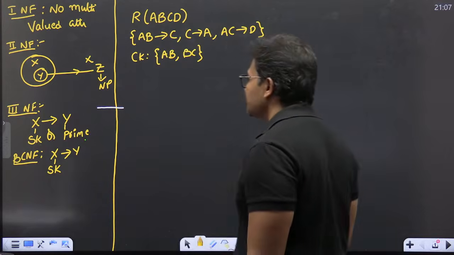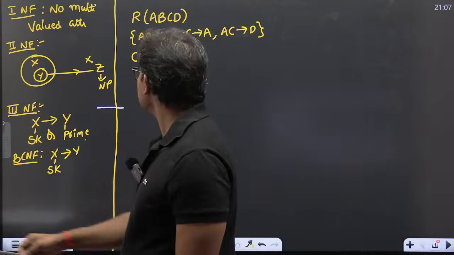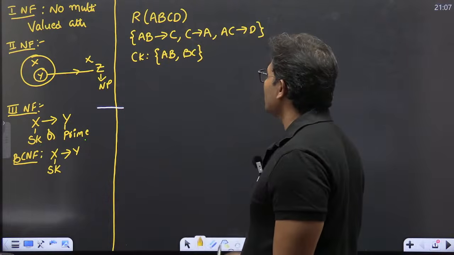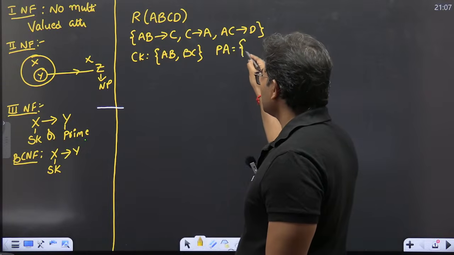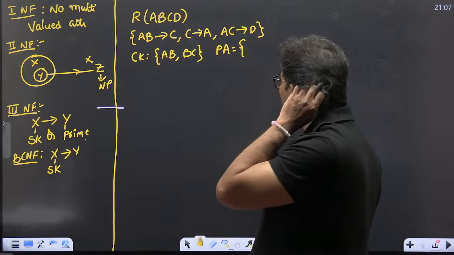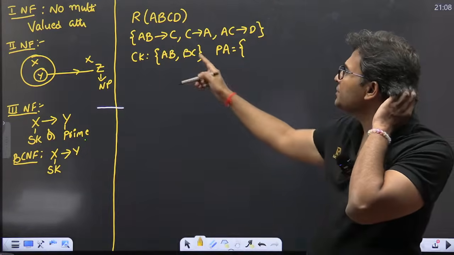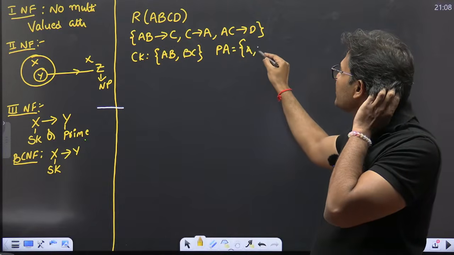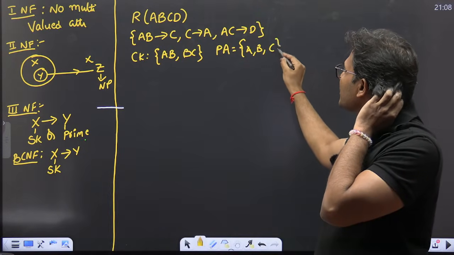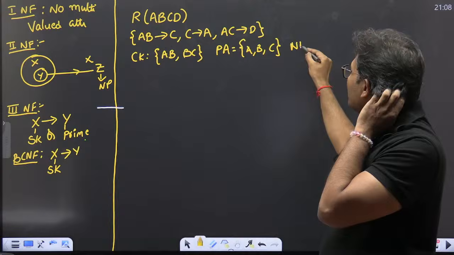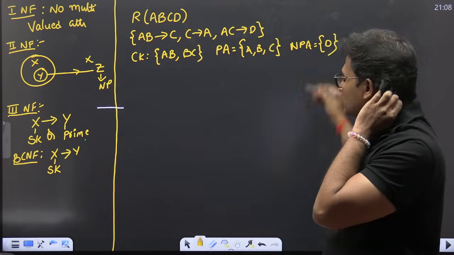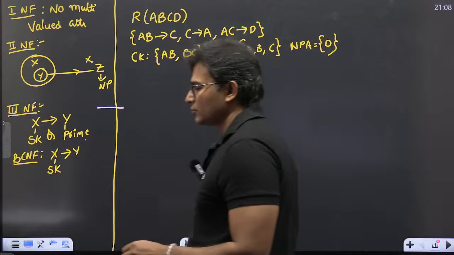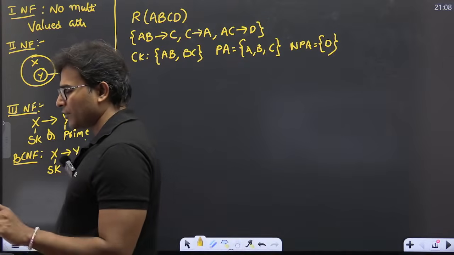First, you find out what the prime attributes and non-prime attributes are. The prime attributes here are A, B, C, and the non-prime attribute is D.